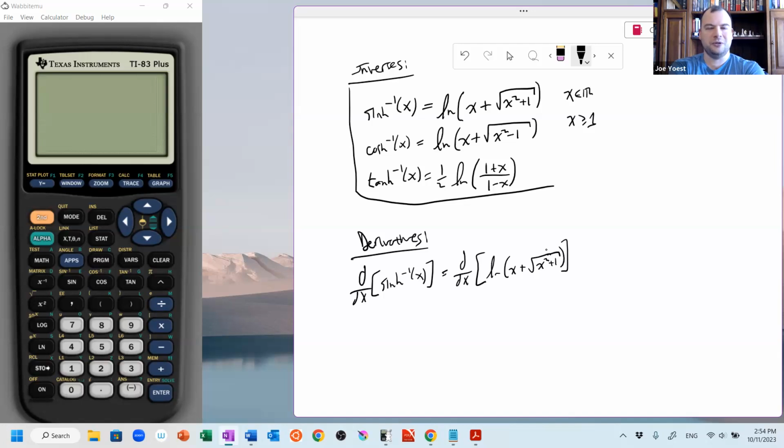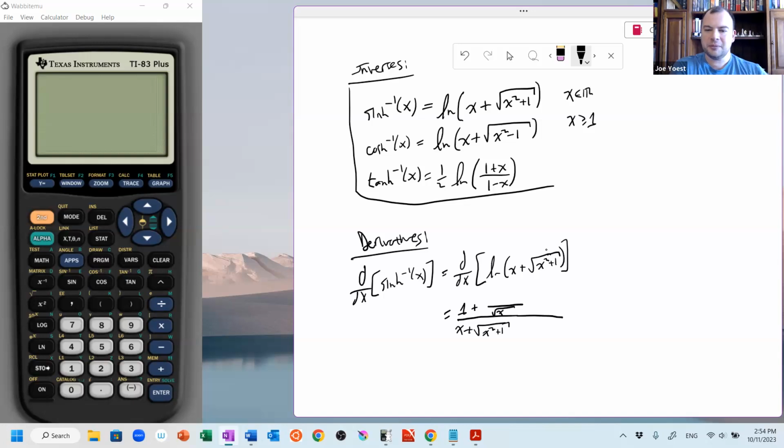So hopefully at this point, we're pretty good with the chain rule. Derivative of log of stuff is 1 over stuff times the derivative of that stuff. So d by dx of x is 1. And now I need to take the derivative of root x squared plus 1. Derivative of root of stuff is 1 over 2 root stuff.